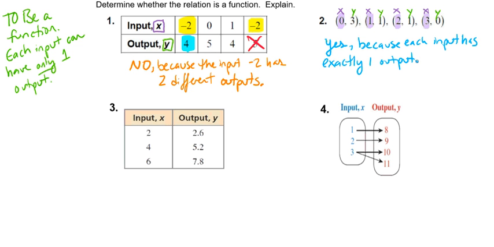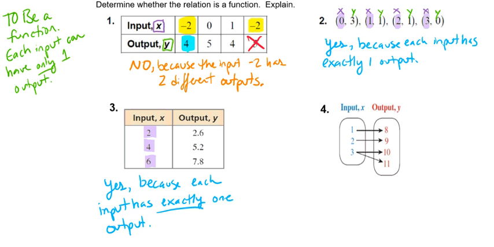So here we have a table of values that's being drawn or written vertically as opposed to horizontally. Same thing's going to apply. So let's take a look at our x values. We have 2, 4, and 6, and none of those repeat. And so that tells us that, yes, this is going to be a function, because each input has exactly one output.